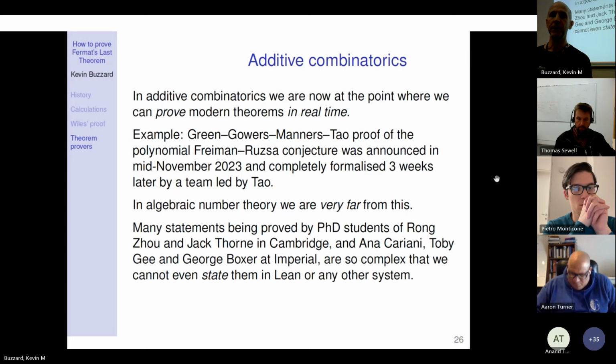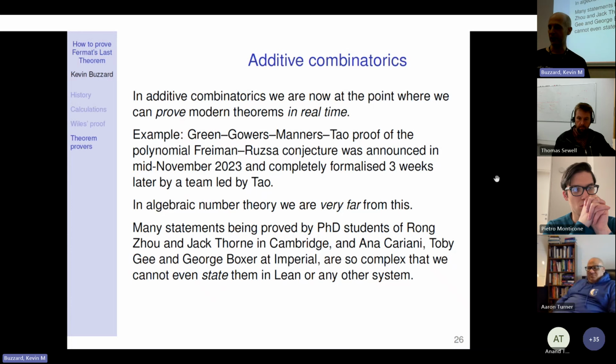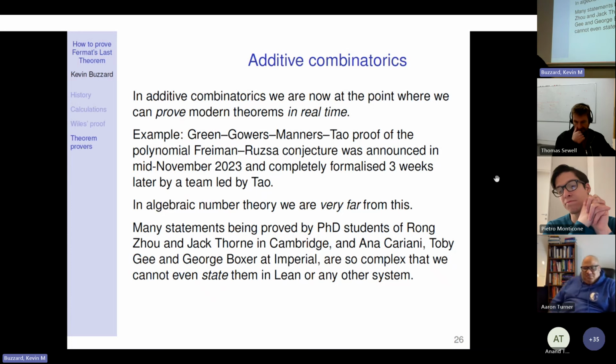That's the problem. Just to flag people, Rong Zhu and Jack Thorne are staff members in the maths department in Cambridge doing my kind of number theory. And in Imperial, we've got Anna, Toby, and George. If you take any of these people and ask them what their most recent theorem is, then absolutely guaranteed there is no ITP out there where you could even state that theorem. It would be a lot of work to even state that theorem. So we're a long way.